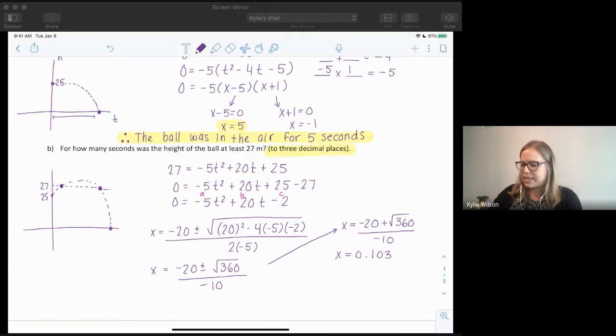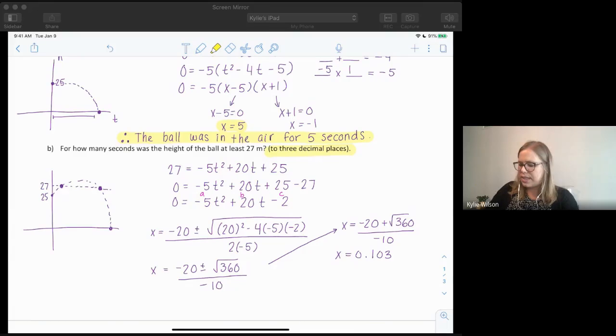So what I did first is I moved this 27 to the other side of the equation. That gave me a negative 27 here. So now I have a negative 2. 25 minus 27 gave me negative 2. And then into the equation, I just subbed in negative 5, 20, and negative 2.